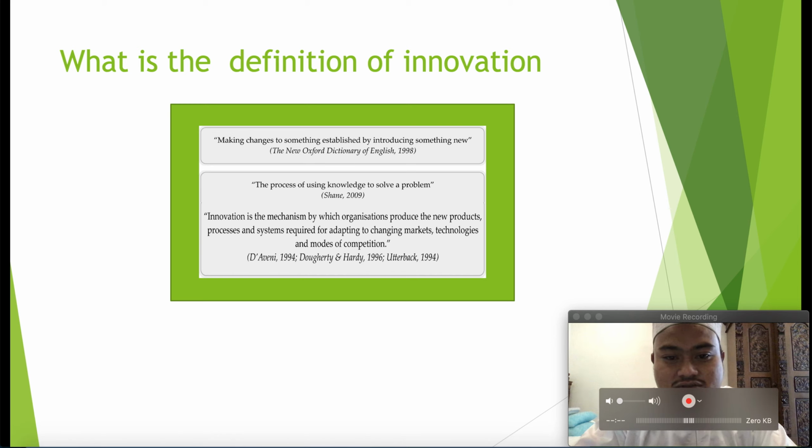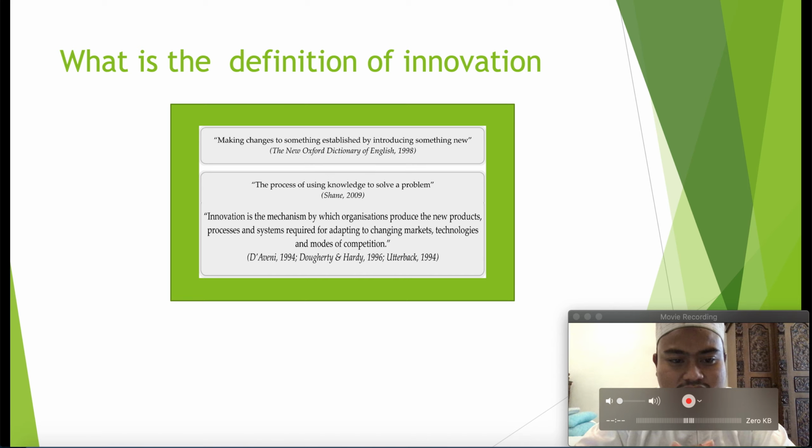This is from the New Oxford Dictionary of English, 1998. The second is the process of using knowledge to solve a problem. That means we learn the new technology, we learn how to solve the problem, or the new knowledge, and we can solve the problem by using our knowledge.